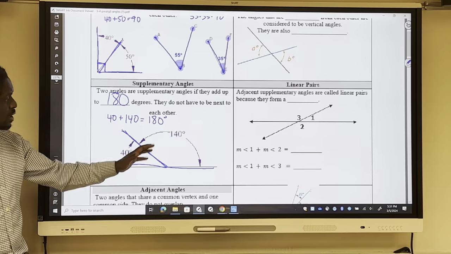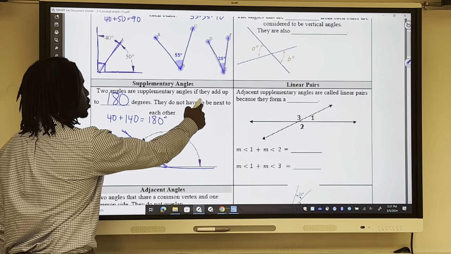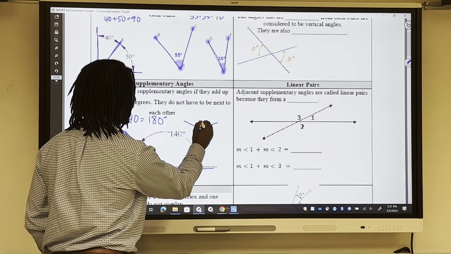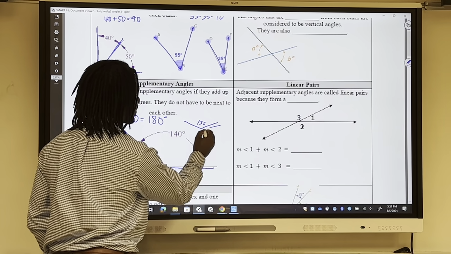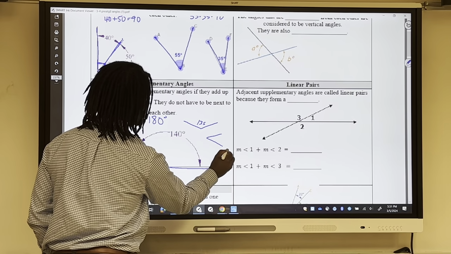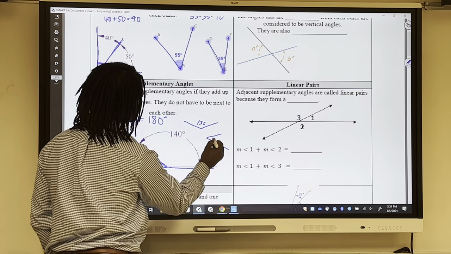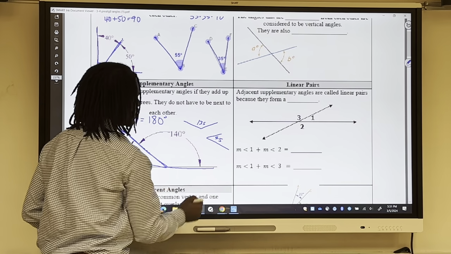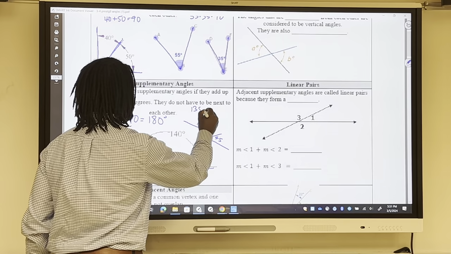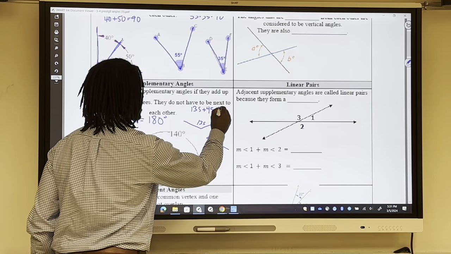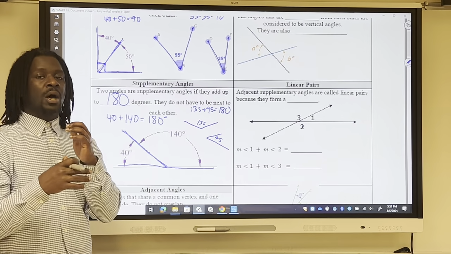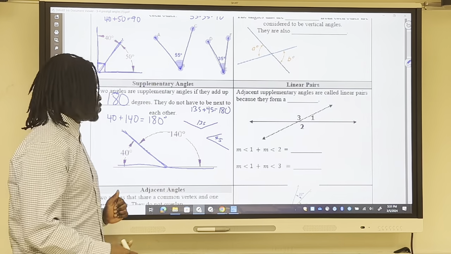There's no example here, but in the same way, they don't have to be next to each other. So imagine if I had, say this was 135, and then this was down here, and then that one would be 45. Again, these two aren't touching, but 135 plus 45 is going to give me 180, all right? So supplementary angles add up to give you 180.